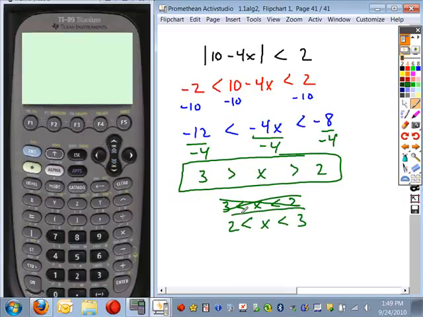So you can rewrite your inequality and reorder the terms this way, giving you the interval notation, which would be a lower limit of 2, upper limit of 3, and again, parentheses or brackets? Parentheses. So this would be our interval notation for that.